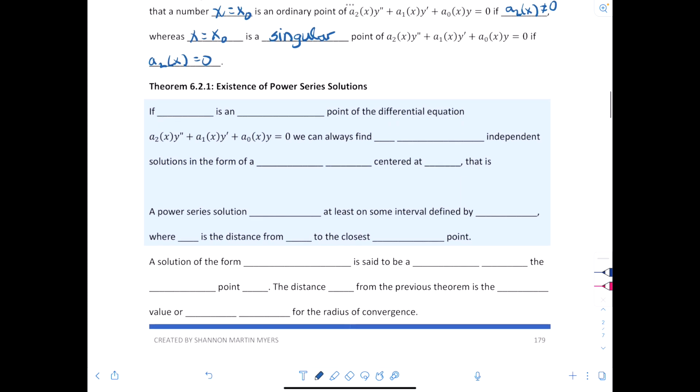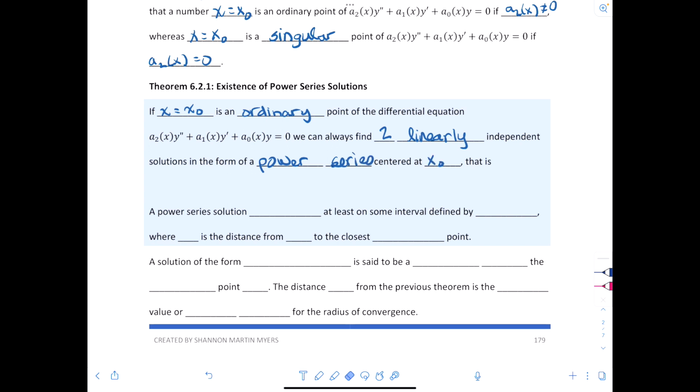Theorem 6.2.1, existence of power series solutions. If x equal to x0 is an ordinary point of the differential equation, the same one we've been dealing with, a sub 2 at x y double prime plus a sub 1 at x y prime plus a 0 at x times y equals 0, we can always find two linearly independent solutions in the form of a power series centered at x0.